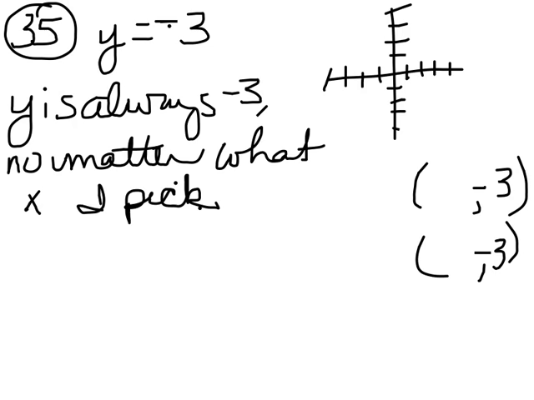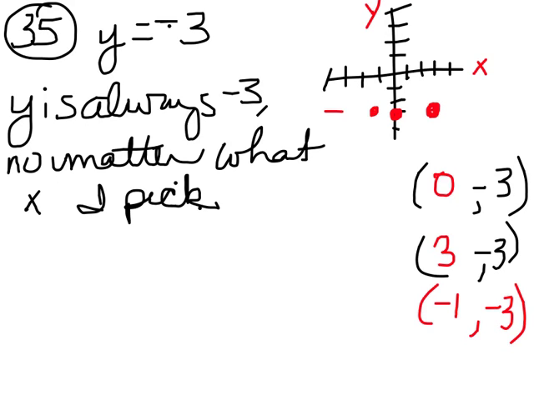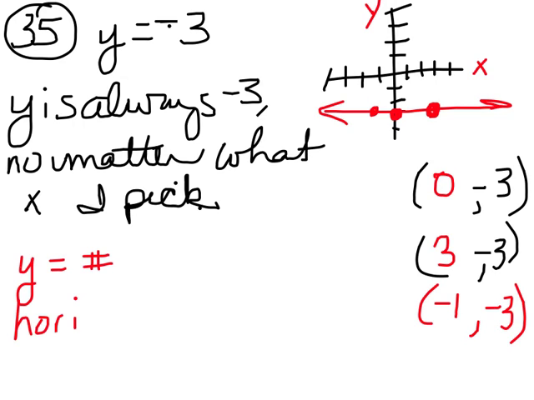So let's say, what if I pick 0, -3? Let x be 0. Well, if x is 0, y is -3. Let's say I pick x is 3. If x is 3, y is still -3. I could have picked x to be -1. Oh, y is still -3. Remember, this is my x-axis, this is my y-axis. So look what I get. I get a horizontal line. Anytime you see y equals a number, it's a horizontal line.